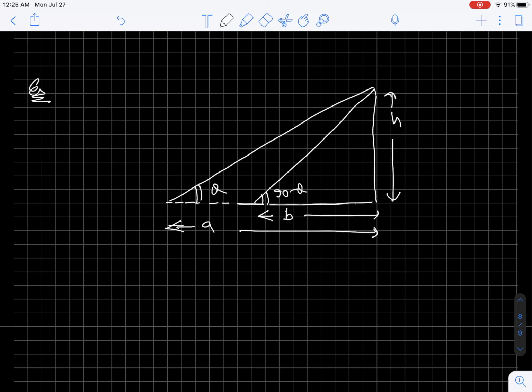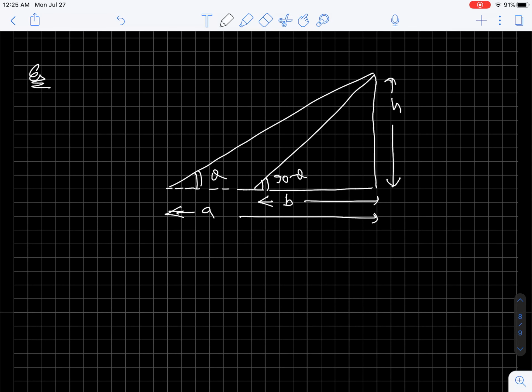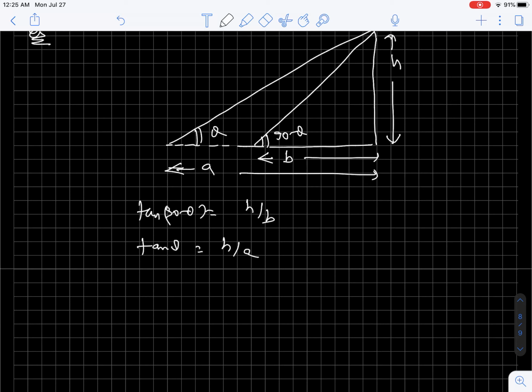Okay. Now, same thing again, nothing new, just write tan 90 minus theta. Tan 90 minus theta equal to h by b, and tan theta equal to h by a. If you multiply tan 90 minus theta and tan theta, we will get cot theta into tan theta is 1, so h square by ab equal to 1, and h equal to under root ab. Okay, the height of the tower will be root ab. It's simple, and you can solve many other questions as well.